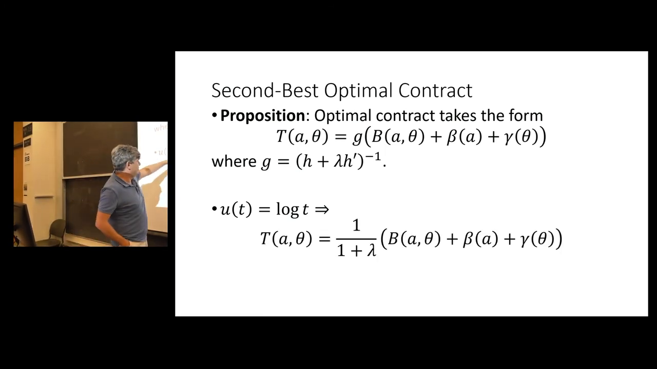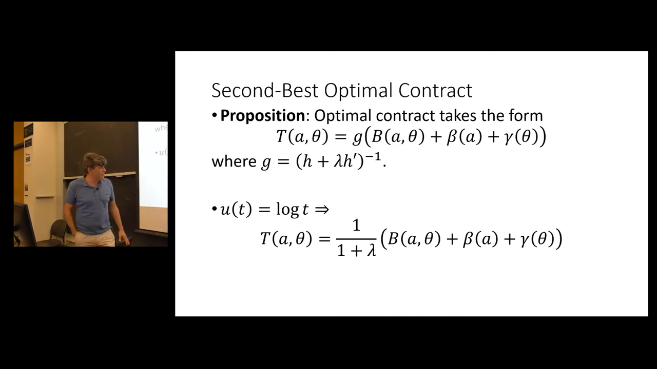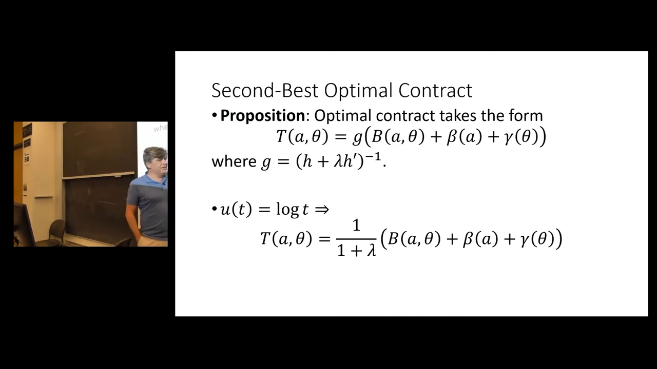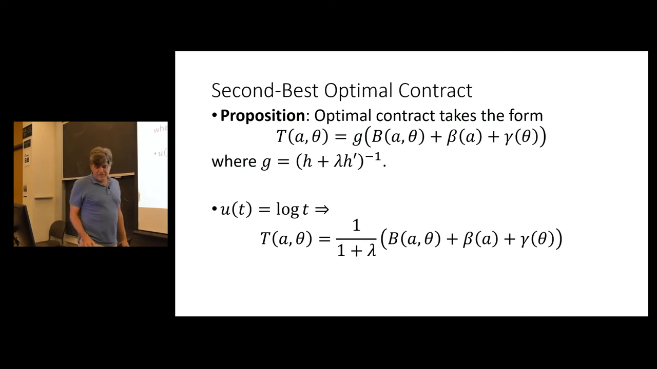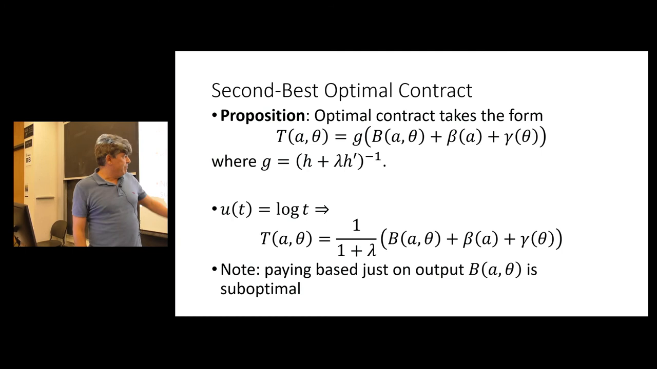At this point, I don't have a great intuition for what this actually means, except in the case of log utility, where you get a much simpler solution. You just get a linear contract where you give a share of output plus some function of action and some function of the state. By the way, sometimes you restrict to pay just on output, but that wouldn't be optimal in this situation. You also want to pay based on the action and the state.